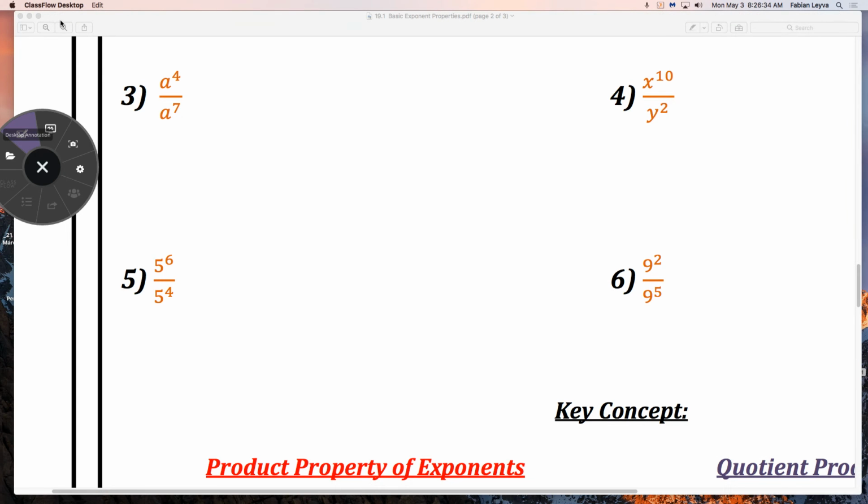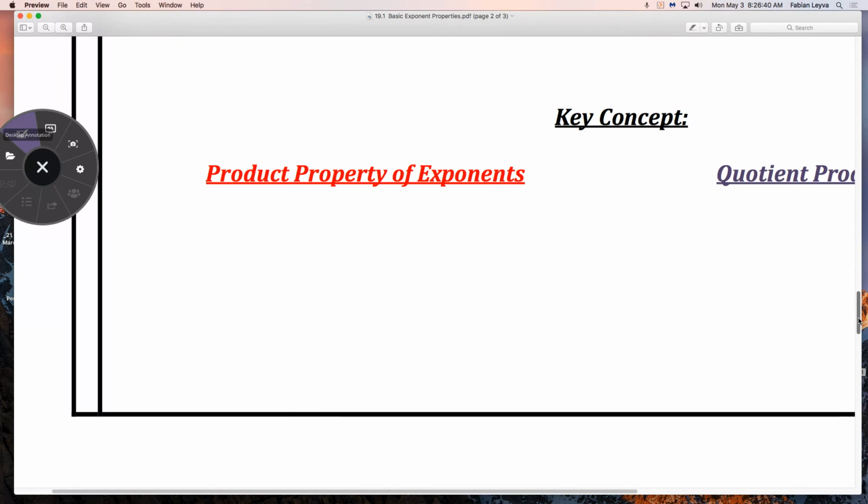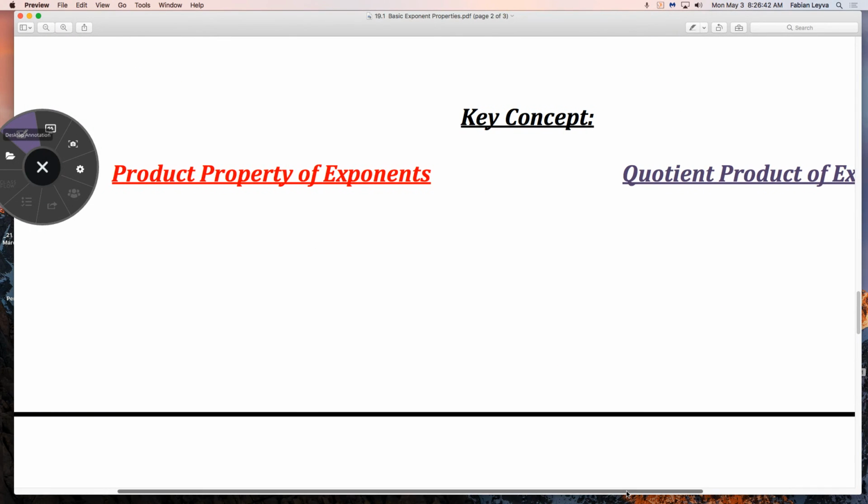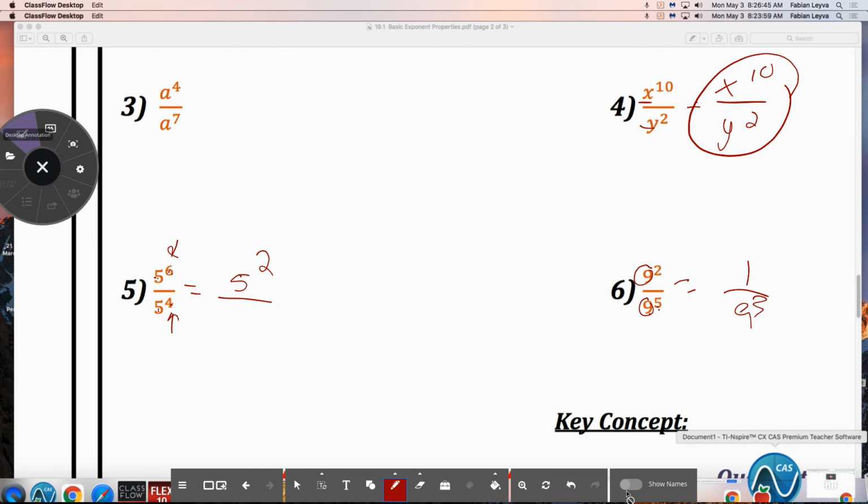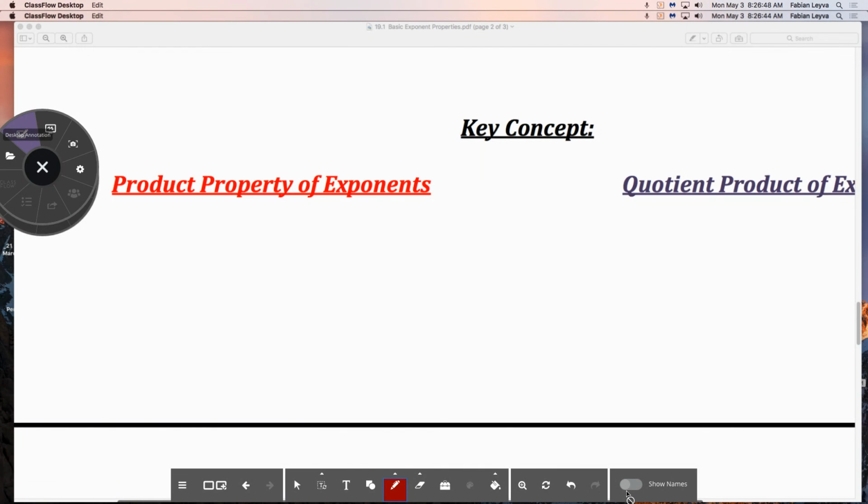Now, the key concept here is pretty much memorizing. Not really memorizing, right? Because you could always revert back. So these two properties are really called the product property of exponents and the quotient property. The product property just states that if you have two like bases, let's call them a times a, and let's say they have exponents of b and c. If you are multiplying two like bases, your base stays the same, but what do you do to the exponents? You add them. That is just putting a name to what we're doing. This is the product property of exponents.